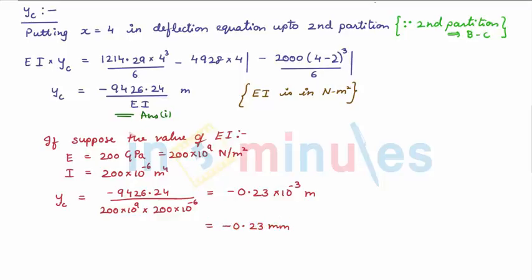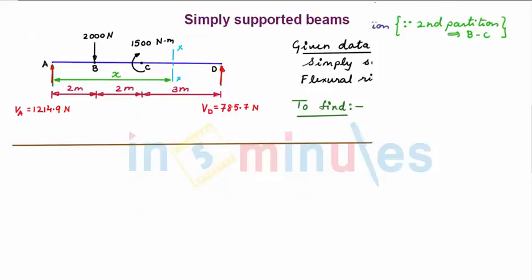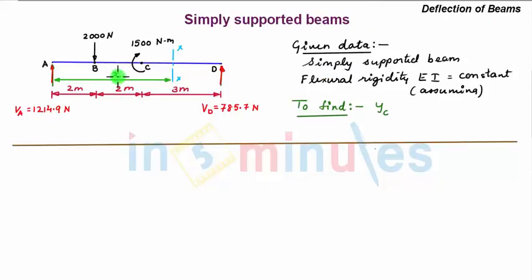Now since this deflection comes out to be negative, we see that the deflection at point C is downward. So now if we see the elastic curve of this beam, which is also called the deflection curve, which is caused by these forces and couple, the elastic curve or deflection curve will be something like this, and we see that the deflection at point C, yc, is equal to minus 0.23 mm.